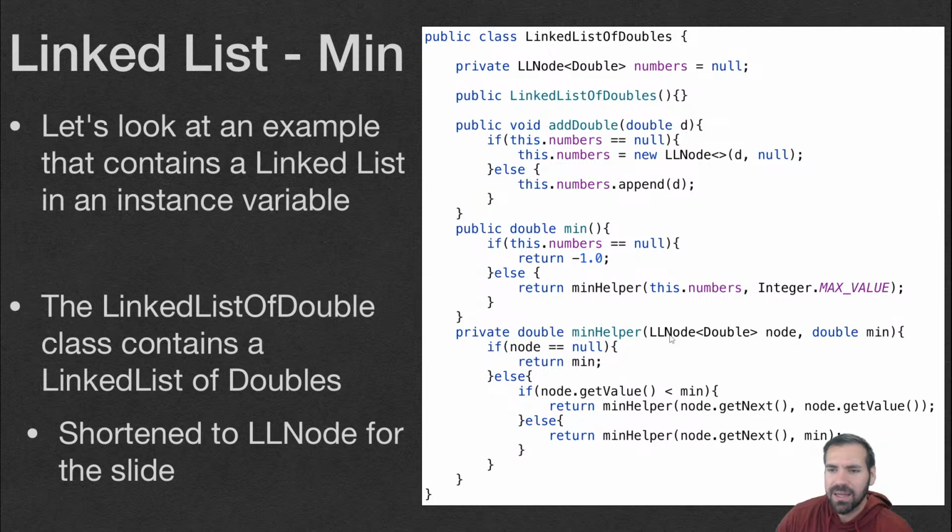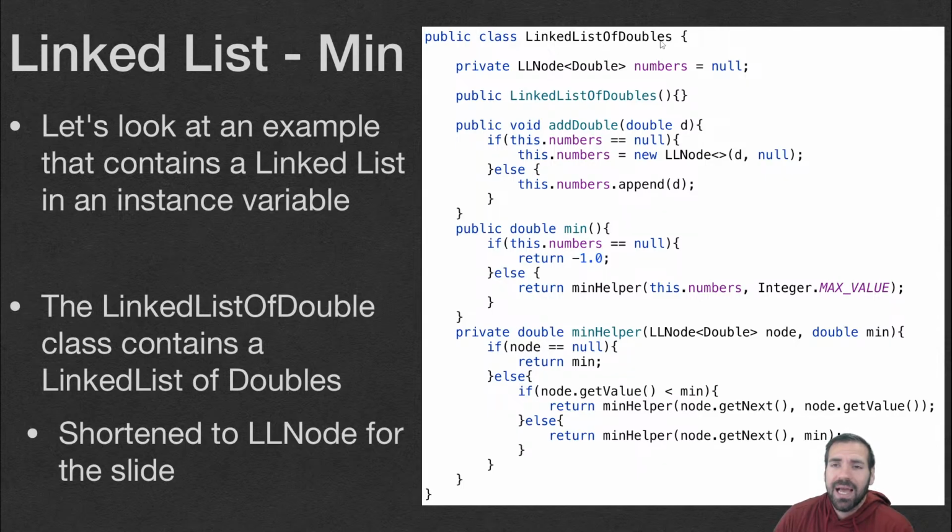I just shortened it because, specifically this line, I think it was the issue. This line just got too long, and then my code got too big, and then I didn't have enough room to put my text here. So I just shortened it for the slide. But LL node is just short for linked list node. It's the same exact class we've been using all lecture.